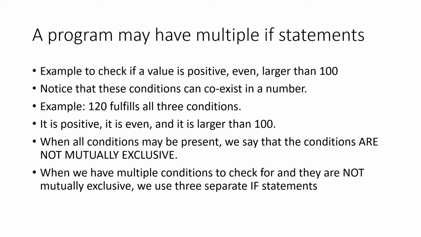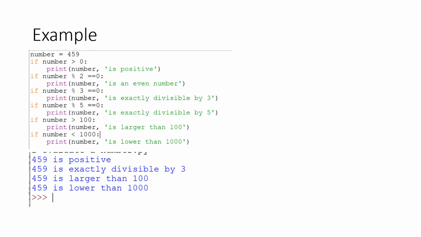So rather than having an if, blah, blah, blah, else, blah, blah, blah, like the example that you already coded, you could have independent if statements without an else. So if number is greater than 0 to find out if it's positive. If number is exactly divisible by 2. If number is greater than 100. So when the conditions are not mutually exclusive, we spell out independent if statements.